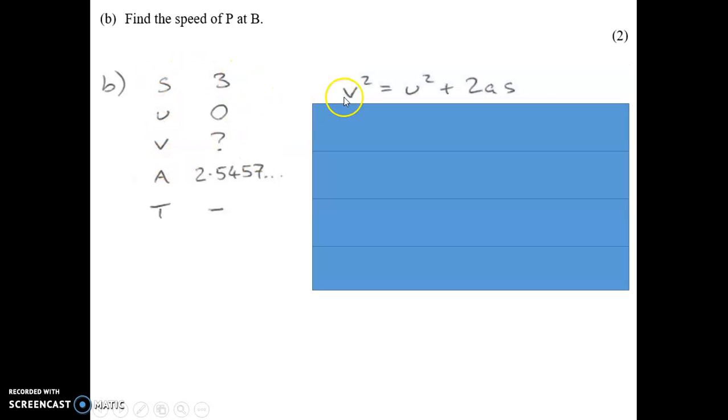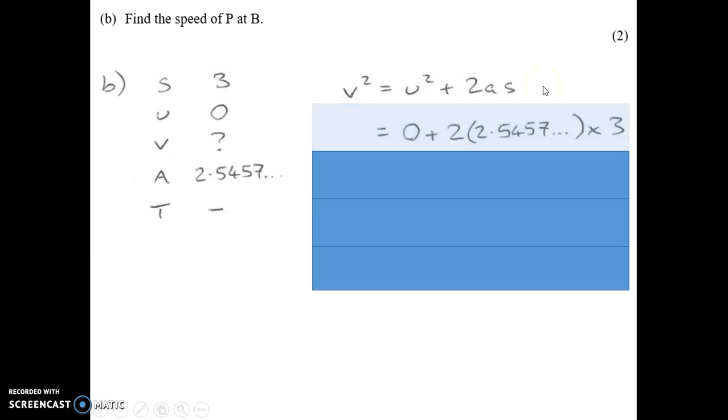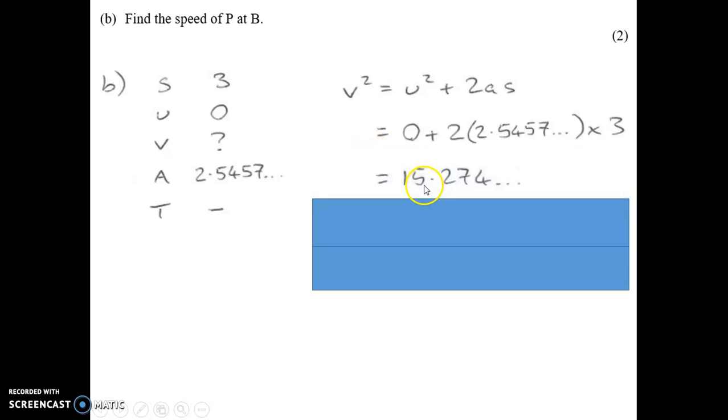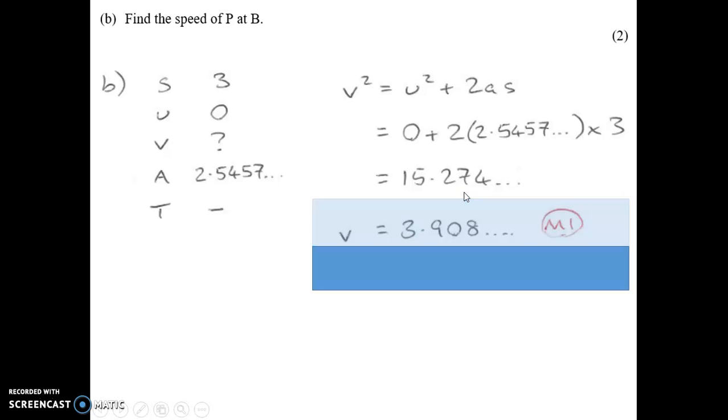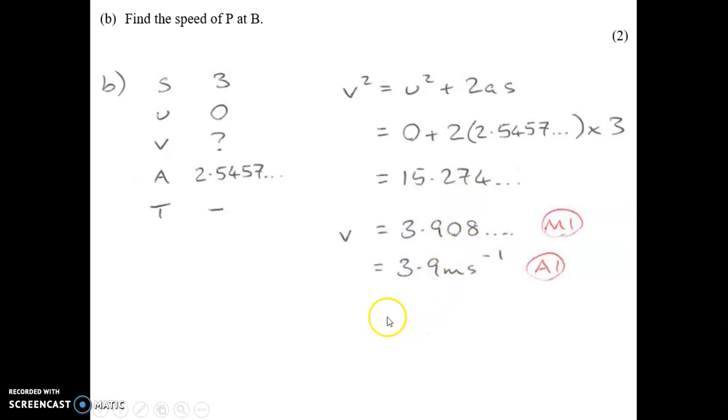So we can choose the appropriate SUVAT equation that connects those four, sub in all the values that we know, and we see that v squared comes out to be 15.274, etc. We can square root and again write our answer to two significant figures. And that's it for the mechanics question. Quite a nice one this time. Okay, thanks.